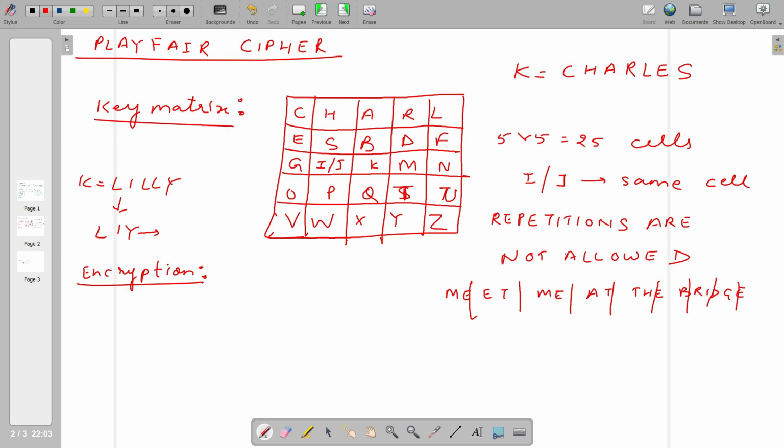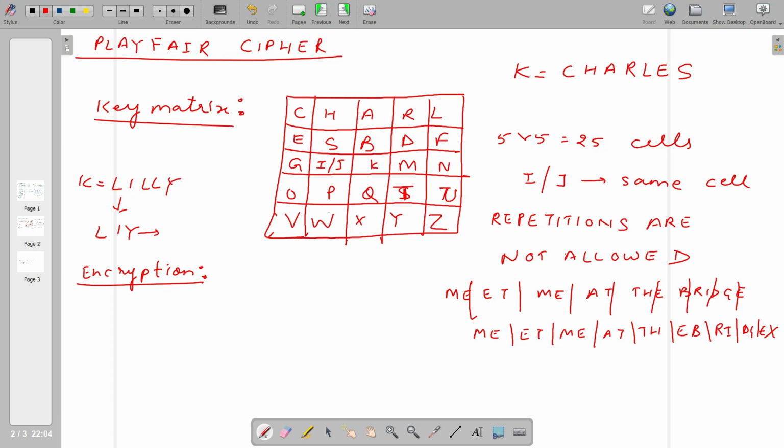Because this E is separate, we get me, double E, T, me, at, the, B R, I D, G, and then E alone. So if something is left alone, fill it with X. If something is left alone, fill it with X.